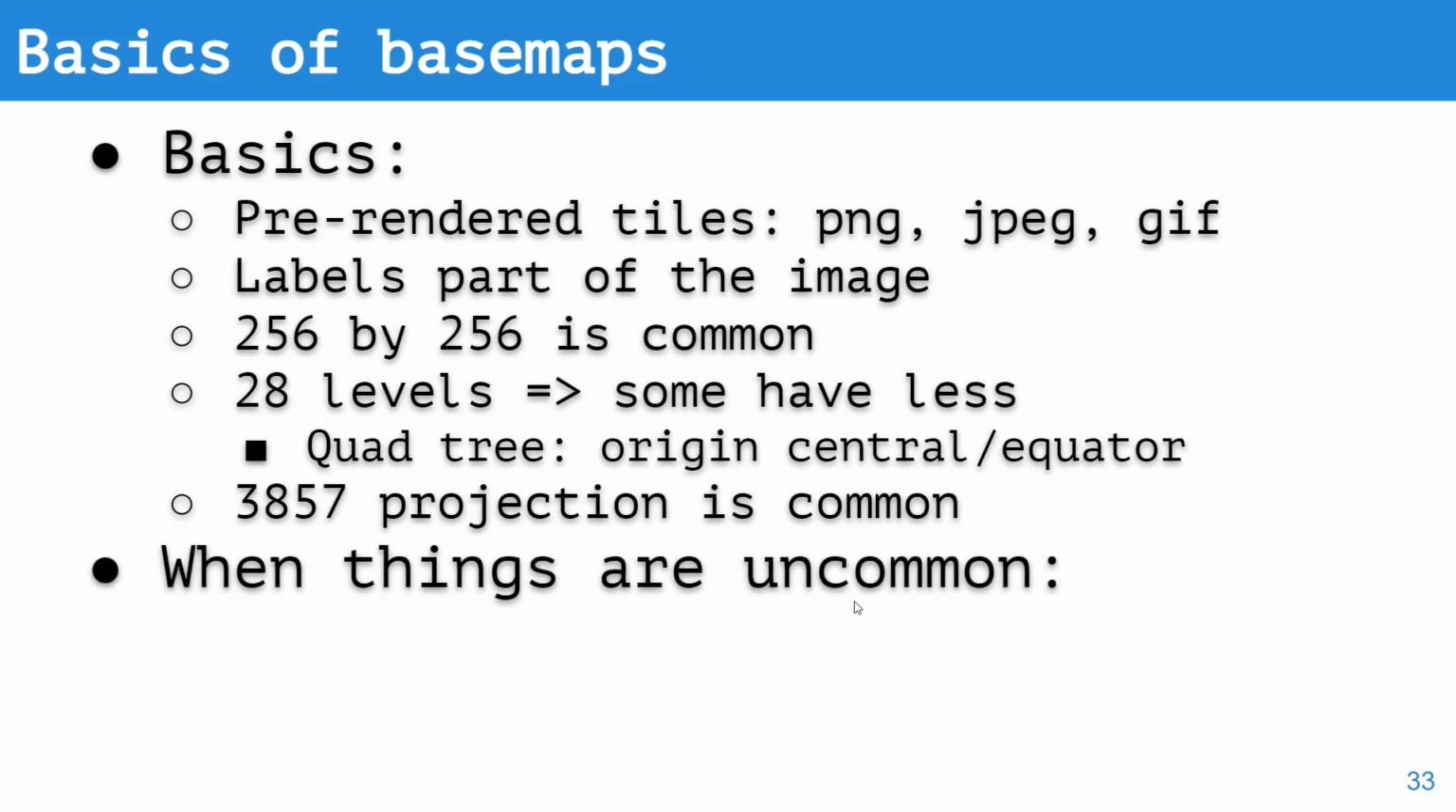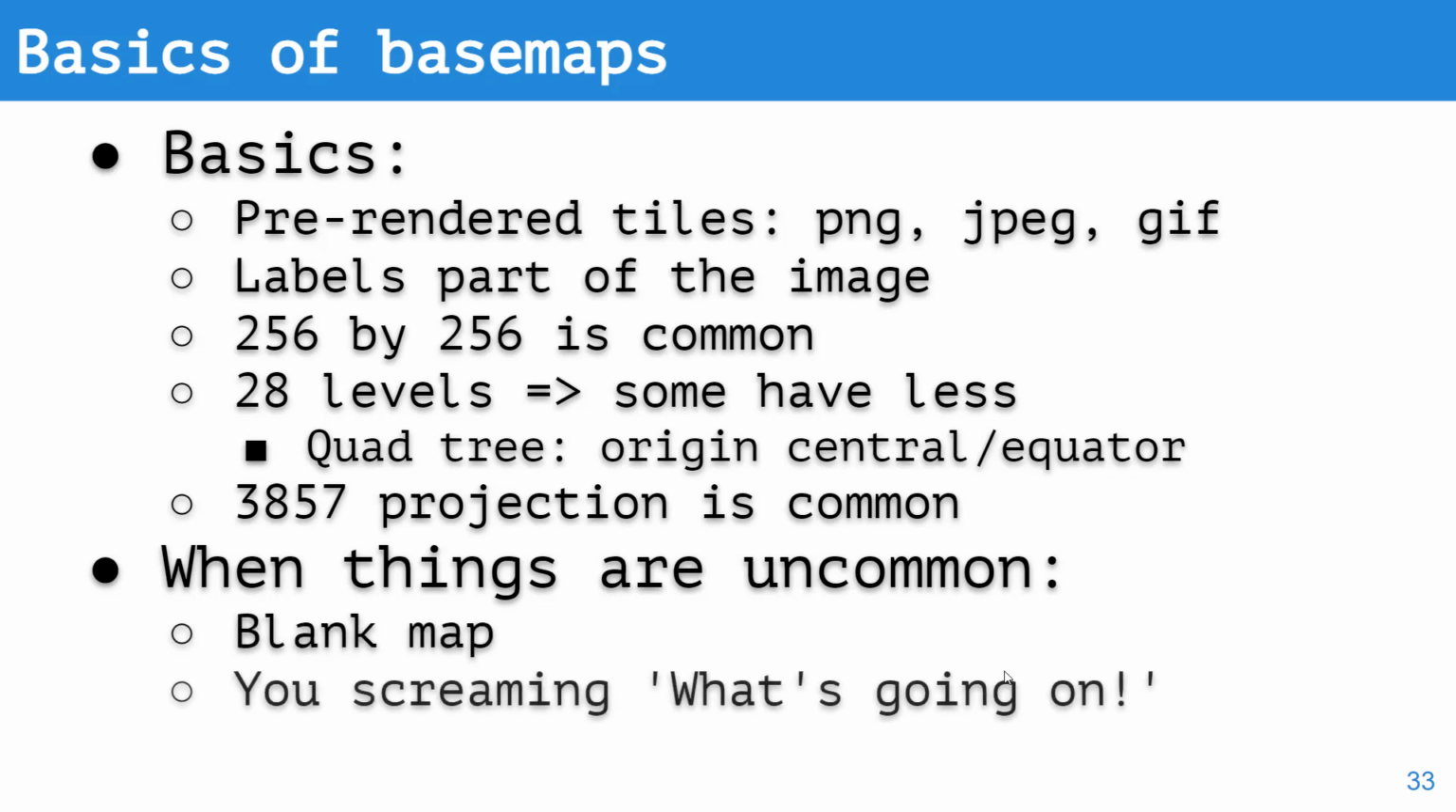But what happens when you're not following it? Well, that's not my leveling scheme, that's not my origin, and that's not my projection. So this is what happens: blank map, and you screaming, "What's going on?" So just be aware. Sometimes in early development, maybe stick with Web Mercator on your data. I actually had to flip some of my data into lat long to make it work with Leaflet because I was in this situation. Blank map, where are my dots? This should be working.